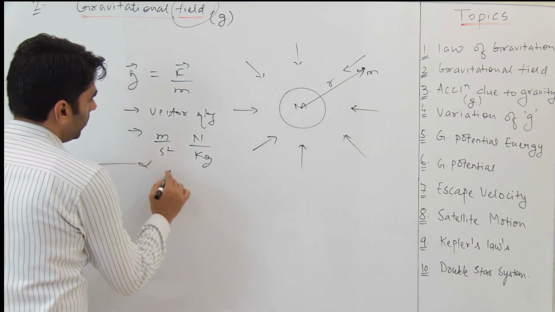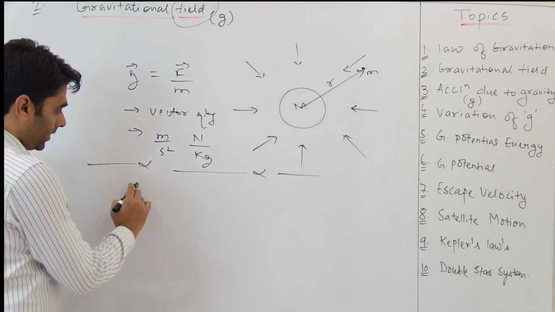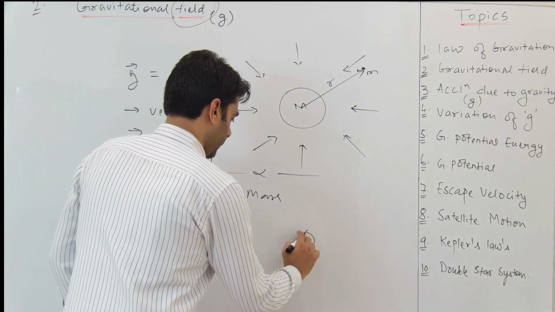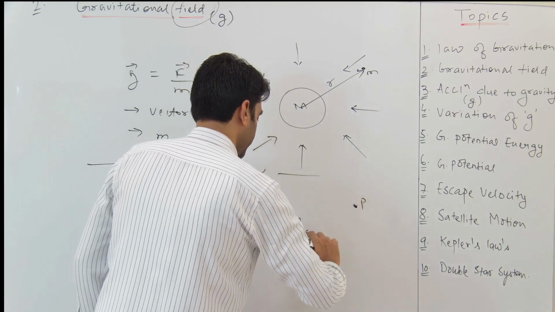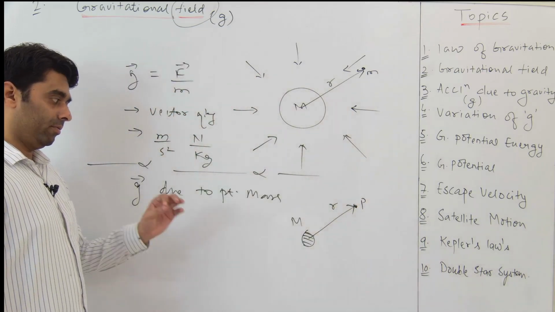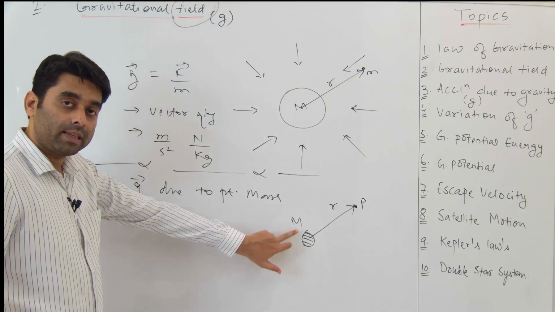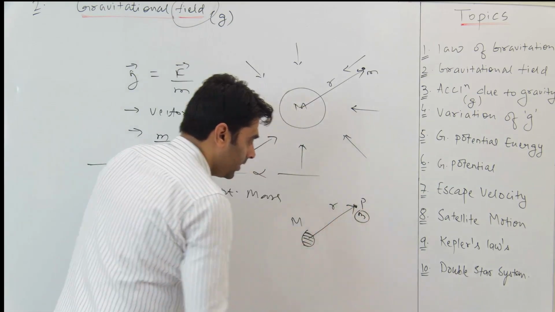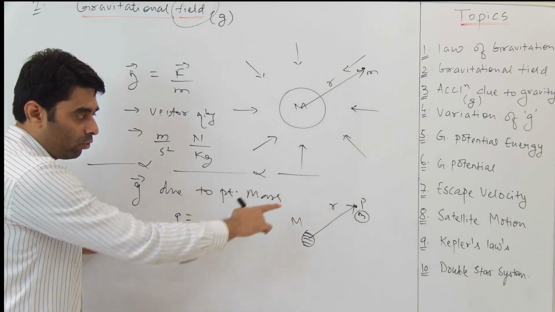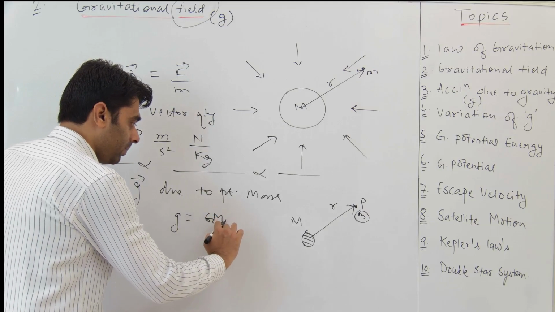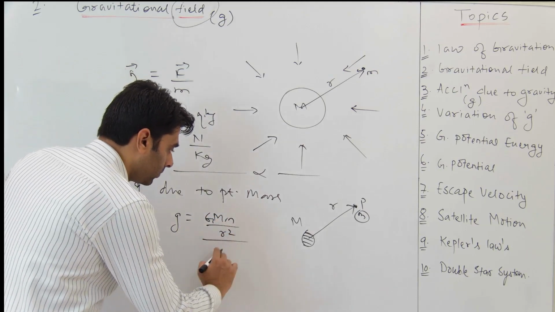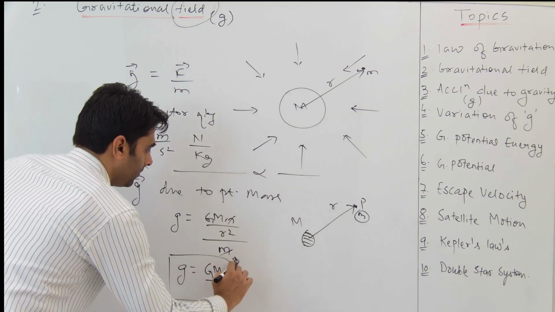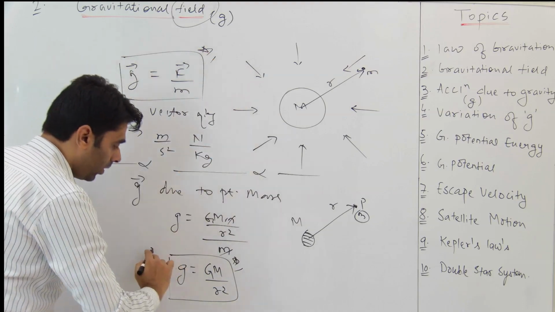Next, let us discuss the gravitational field due to a point mass. Let's say that this mass capital M is there, and at a point P which is present at a separation of r. What is the influence of this capital M mass at point P? Mathematically it will be force by mass. If we consider a small mass m over here, the force on that small mass m will be G capital M small m by r square, divided by m. So ultimately, G is equal to GM by r square. This is your gravitational field due to a point mass, right?